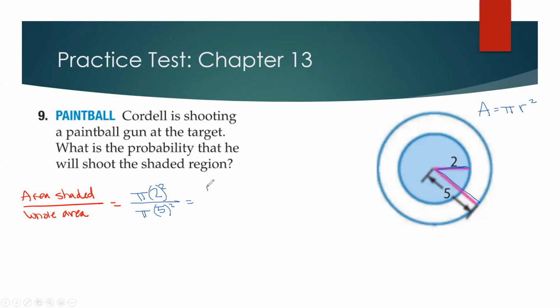So 2 squared would be 4. We still have to multiply by pi. 5 squared is 25, and we still multiply by pi. So now at this point, we can simplify because pi over pi is equal to 1. So what we're left with is 4 over 25, or we could also write that as 16 percent.